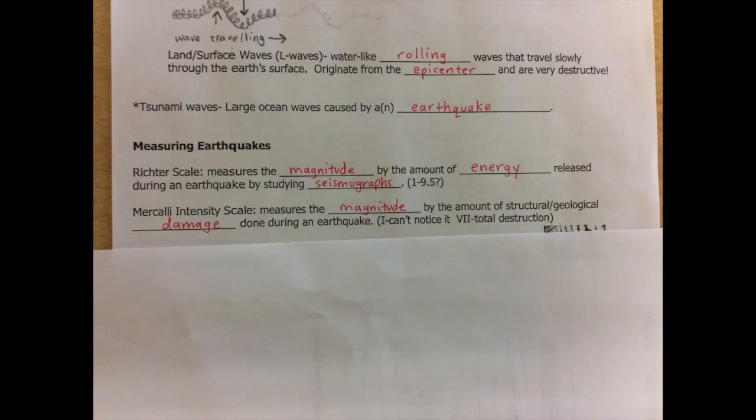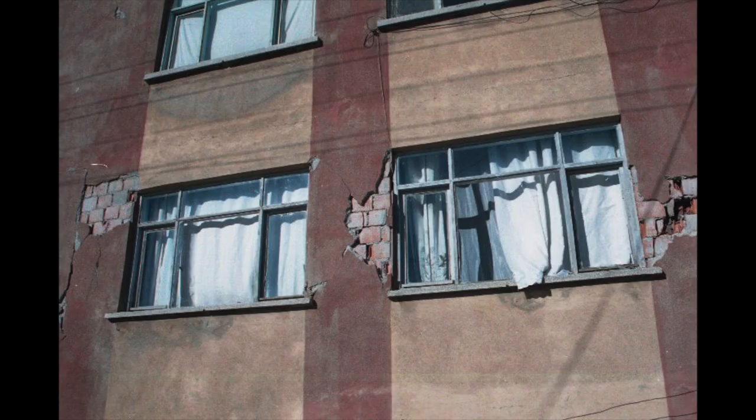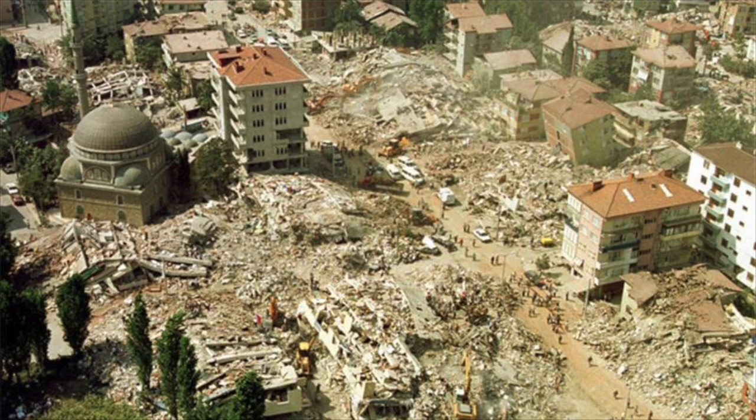Although it's not used as often, an alternative way to measure the magnitude of an earthquake is on the Mercalli intensity scale. And this one looks at the amount of structural or geological damage done by an earthquake. Generally, it goes from about a 1, no one really notices, all the way up to roughly a 12, which is total destruction of all buildings and things in that area.